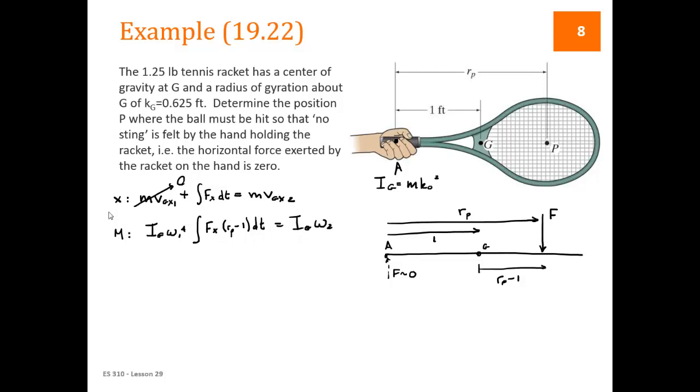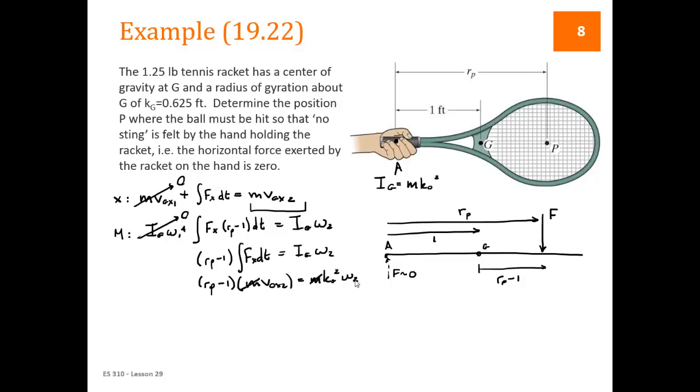So it starts at rest, so this term is 0. We can rewrite this integral by pulling out Rp minus 1, which is a constant. So Rp minus 1 times the integral of Fx dt is equal to Ig omega 2. Now Fx dt is the same Fx dt that's up in the x equation, so we can plug in m Vg x2 for this integral. So we get Rp minus 1 times m Vg x2 is equal to m kg squared omega 2.